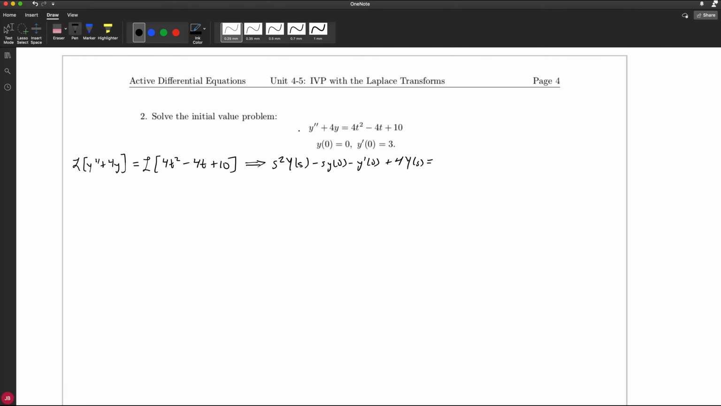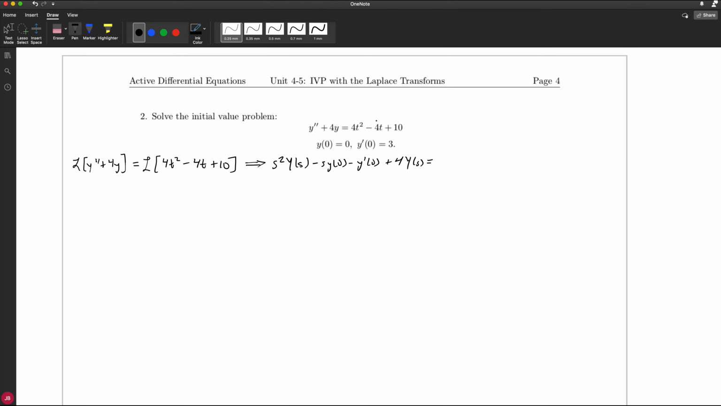So we're going to apply the Laplace transform to both sides. Here we have the Laplace transform of y double prime plus 4y must equal the Laplace transform of the right-hand side, 4t squared minus 4t plus 10. Okay, the left-hand side, we've seen the Laplace transform of y double prime. It's s squared capital Y of s minus s times little y of 0 minus little y prime of 0. Now the Laplace transform of 4y is 4 capital Y of s.